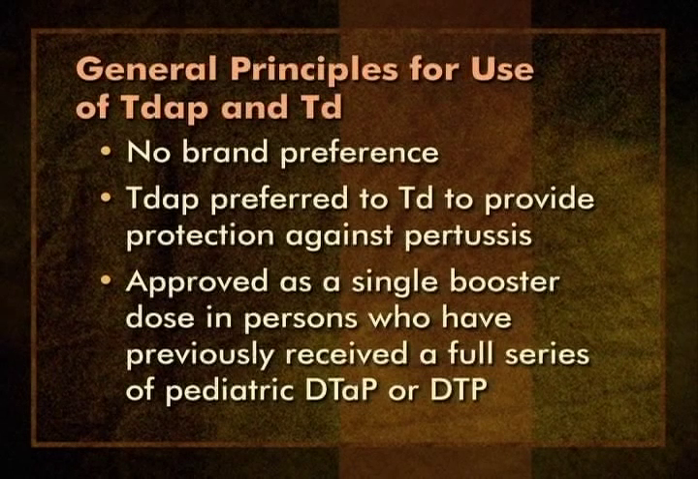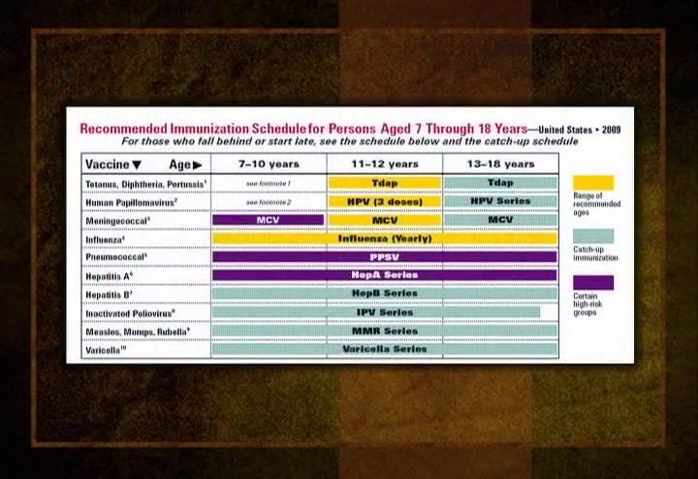Tdap vaccines are not approved for use as a primary series or for persons who have not completed a full series of DTaP or DTP. Both Tdap vaccines are approved by the Food and Drug Administration as a single booster dose in persons who have previously received a full series of four or five doses of pediatric DTaP or DTP. Future studies will address the immunogenicity and safety of subsequent booster doses, for example, a second or third dose of Tdap. Here is the current vaccination schedule for persons 7 through 18 years of age.